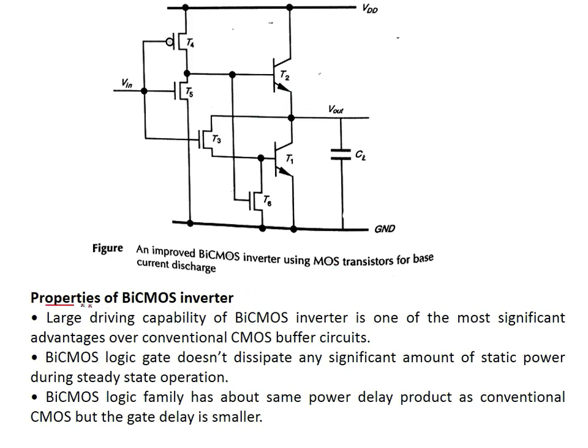Properties of BiCMOS inverters: the large driving capability of the BiCMOS inverter is one of the most significant advantages over conventional CMOS buffer circuits. A BiCMOS logic gate doesn't dissipate any significant amount of static power during steady state operation. The BiCMOS logic family has about the same power delay product as conventional CMOS, but the gate delay is smaller. So like this we have alternate BiCMOS inverters also.